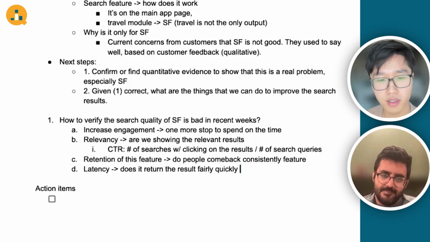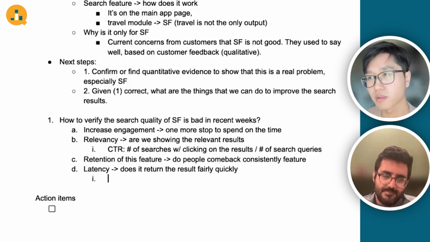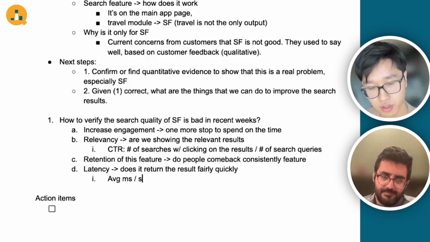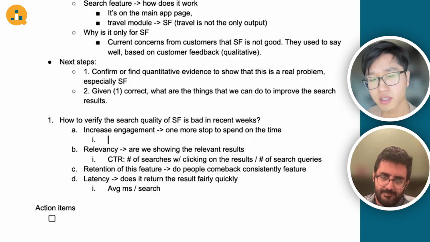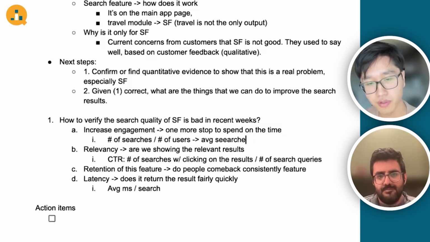And latency is very easy. Hopefully we log this somewhere, which is the average milliseconds per search. And actually we can also do A. It should be very easy. It's the number of searches divided by the number of users, which basically tells the average searches per user.